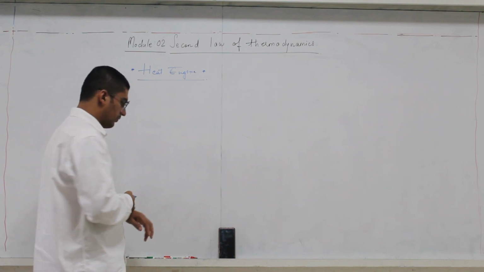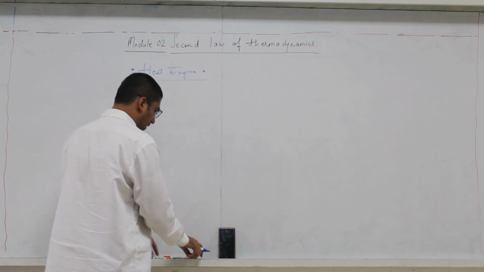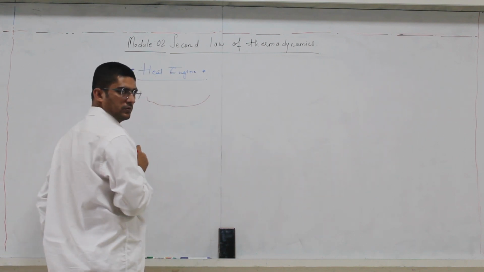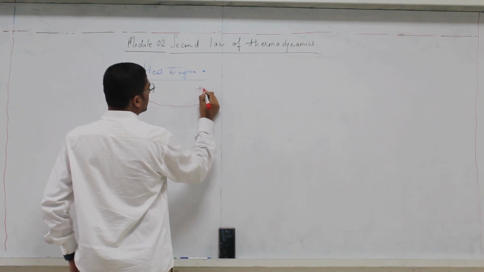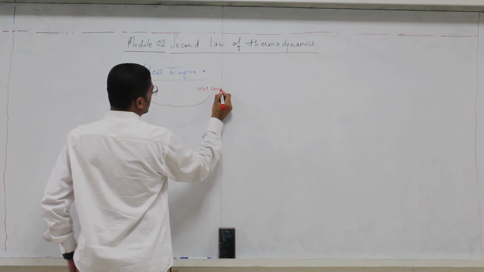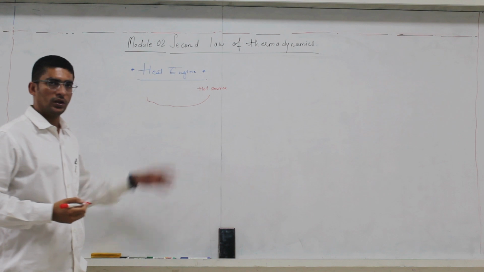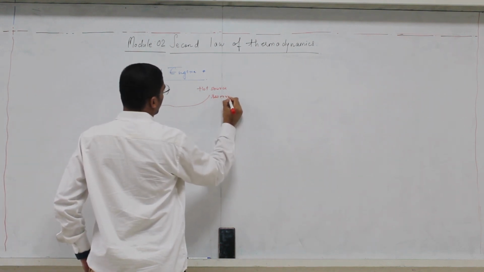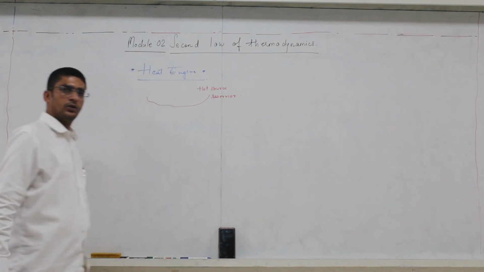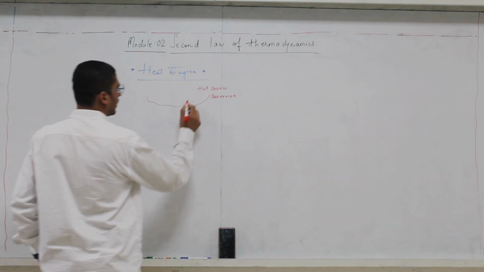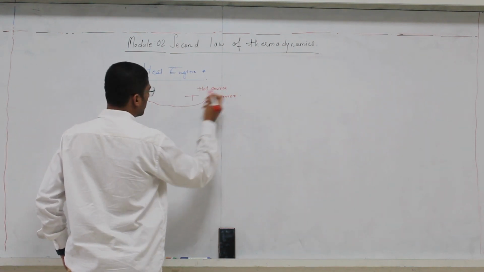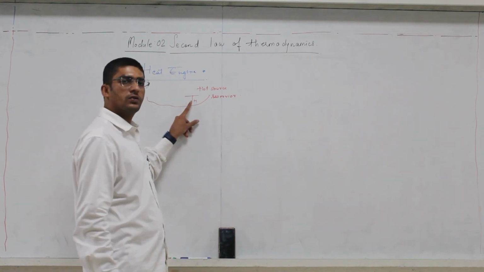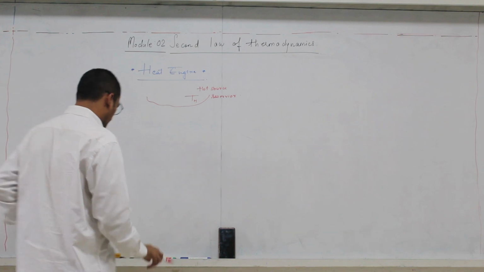So a heat engine thermodynamically is constructed using a hot source. This is a hot source, which we can also call a hot source reservoir. This hot source reservoir is always at a high temperature. We call that temperature TH, and this TH will never decrease.